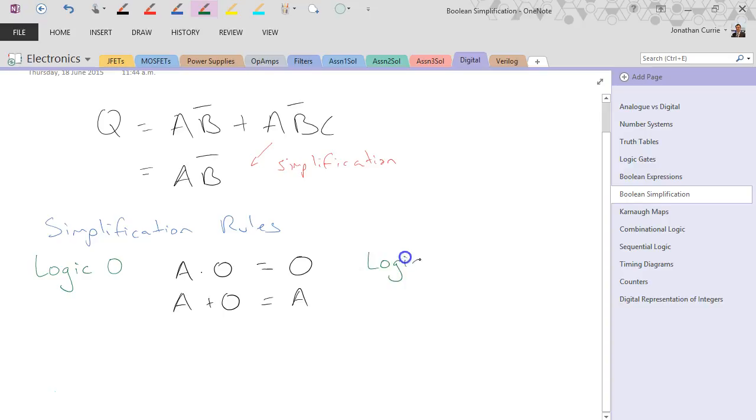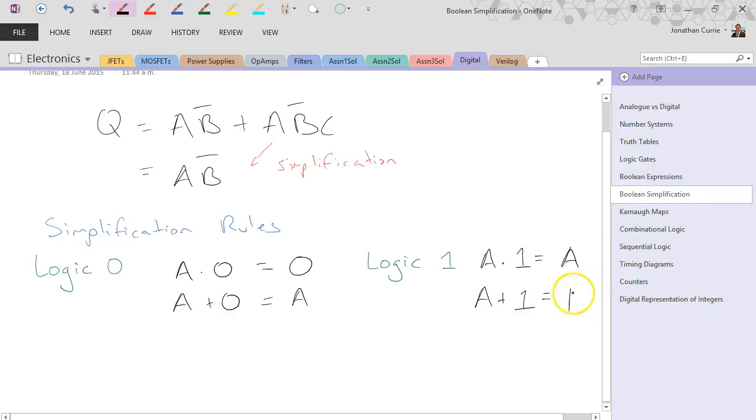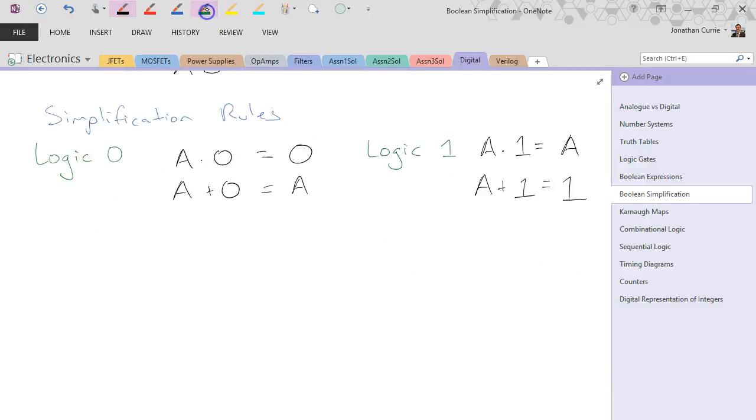Rules with logic 1. A AND 1 is always equal to A. Alright, if A is equal to 0, output is 0, A is 1, A AND 1, we get 1 on the output. Versus A OR 1 will always give us a 1. Doesn't matter what A is doing, the fact that one of our inputs is 1 means that we're guaranteed to have our output equal to 1.